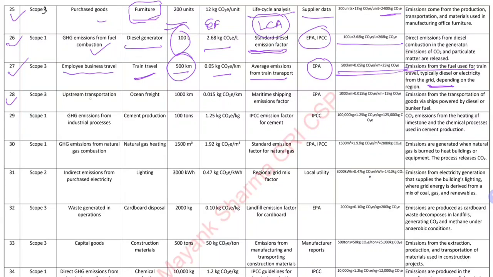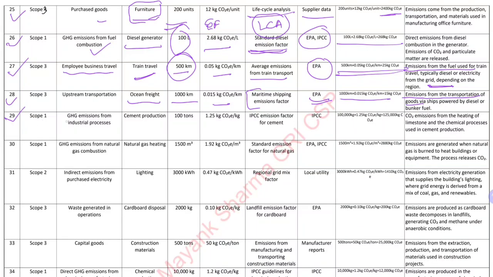Next, scope 3 is about upstream transportation using ocean freight, ships, and let's say 1000 kilometers multiplied with the emission factor. We have this emission factor from the maritime shipping emission factor source, and reference is EPA. So emissions from the transportation of goods via ships, which is basically powered by diesel or bunker fuels. So this is the calculation, 1000 kilometers multiplied with the emission factor.